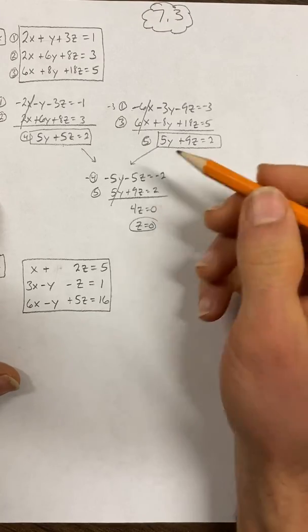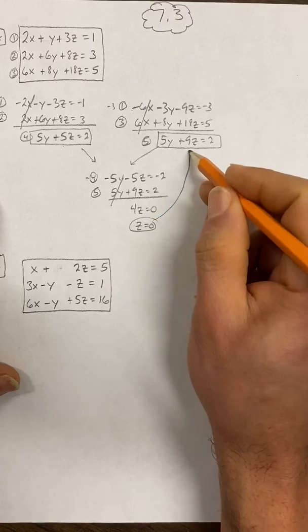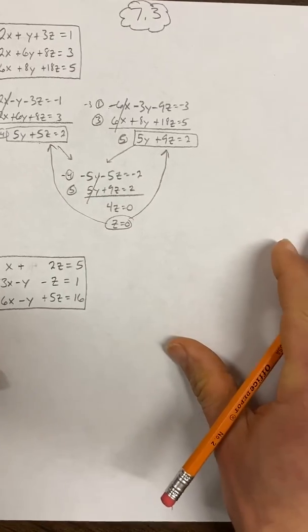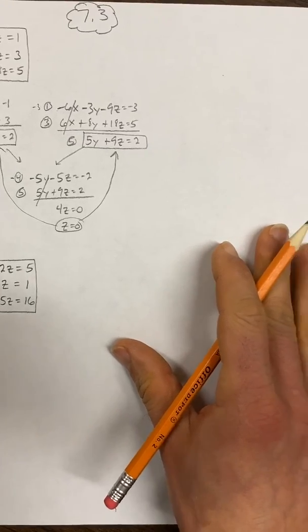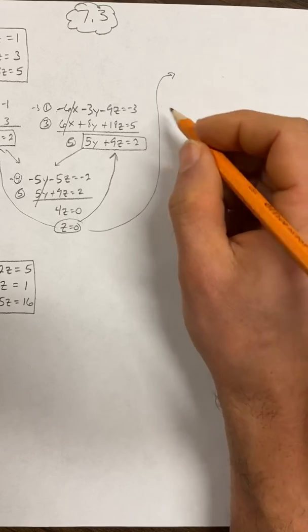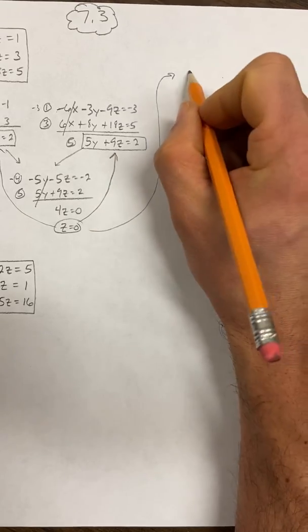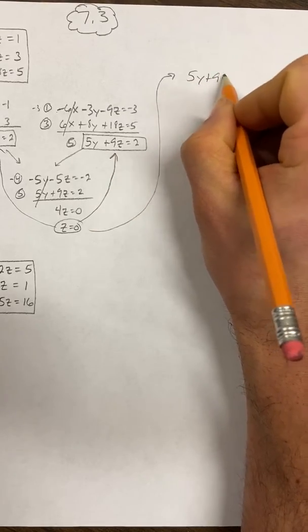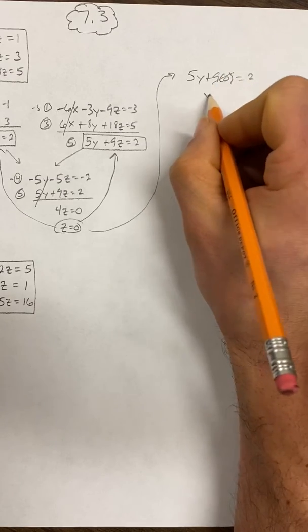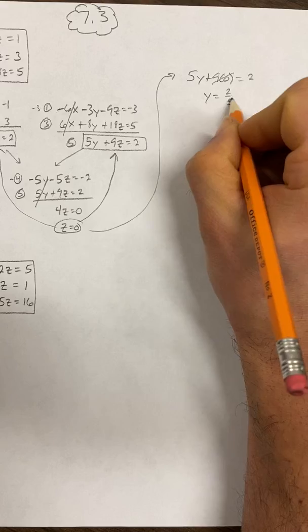So now we're going to do what we call back substituting and go back to either equation 4 or equation 5 to figure out what y is going to equal. So I'll do that and bring that work over here. And I'm going to say, let's plug it into this one. 5y plus 9 times 0 is equal to 2. So, of course, that's just 0. If I divide by 5, it looks like y equals 2/5.